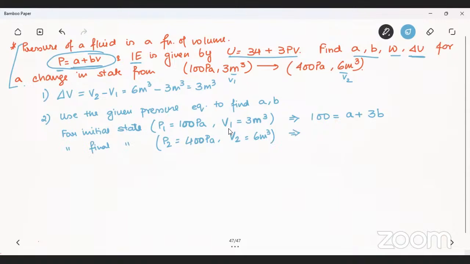So what I will write here? 400 is equal to A plus 6B. Now, I guess you have read this in class 5. I don't have to teach you how to solve this equation. Calculate A and B and tell me. I just gave you random numbers. Just calculate A and B and tell me. One minute, ma'am.